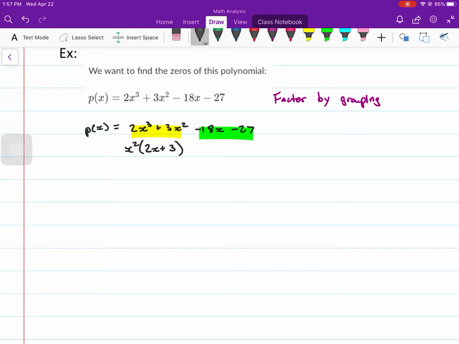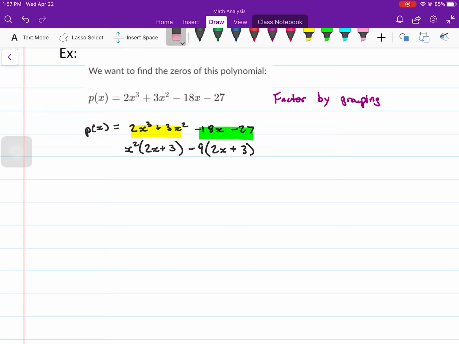And let's look at that negative 18x minus 27. What can I take from both of those? They have a 9 in common, so I can take out a negative 9. We'll go with negative 9 because they're both negative. So I'll factor out a negative 9 from those. So put negative 9, and then this will become 2x, and then negative 27 divided by negative 9 is positive 3.